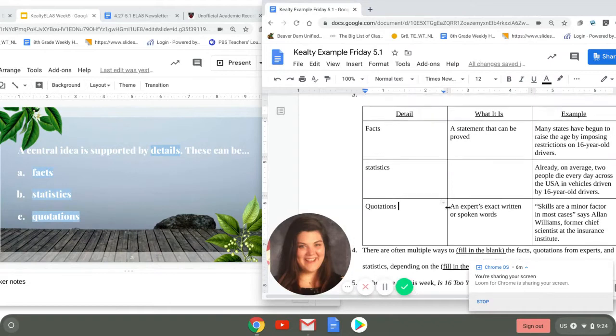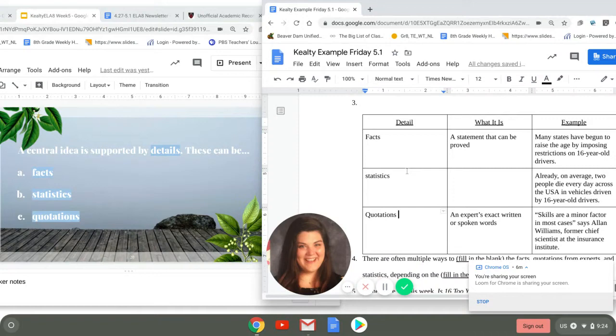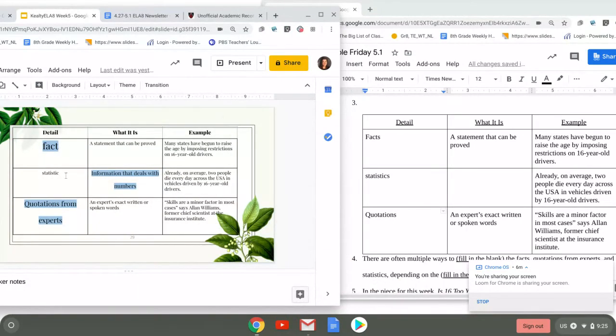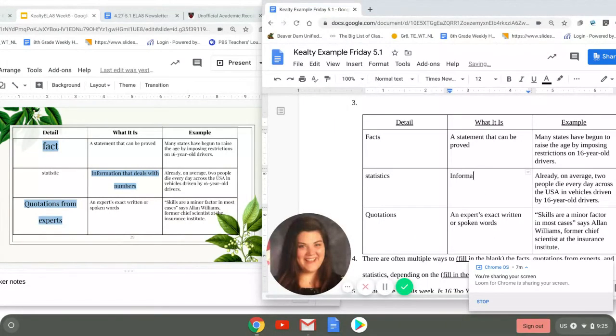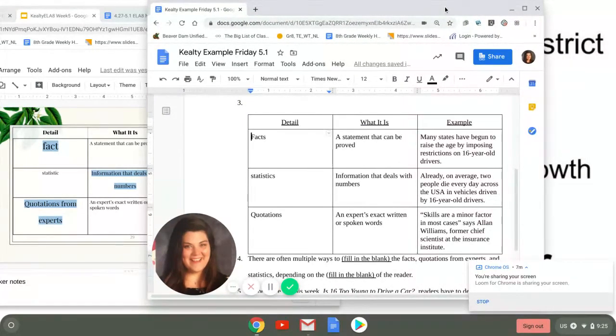Okay? Then it says what it is. A statement that can be proved is a fact. I wonder what statistics could be. Let's refer back to the slides for today, and let's see what we have here. Oh, it says a statistic is information that deals with numbers. So in my box, I'm going to write information that deals with numbers. And your box is complete. You just had those 3 spaces to fill in. So statistics, what it is, or a statistic is information that deals with numbers.